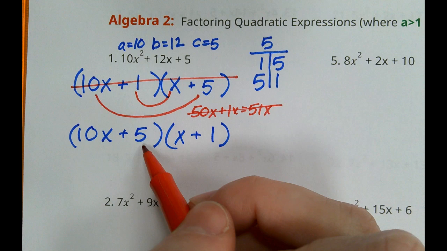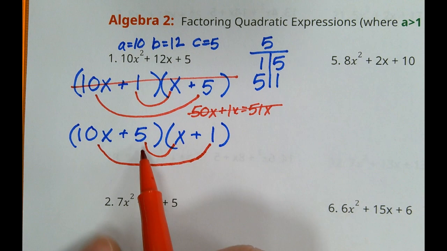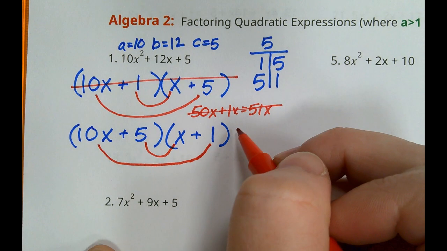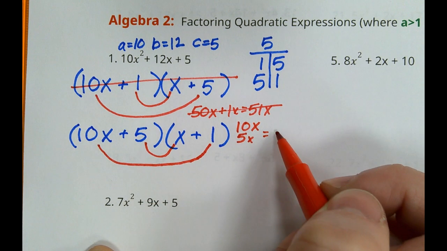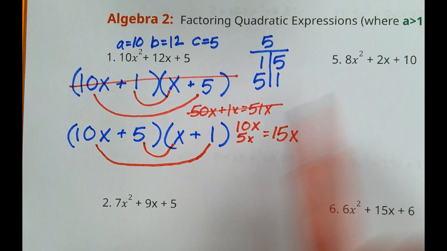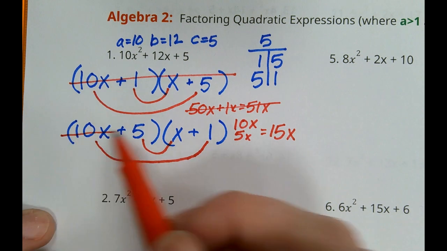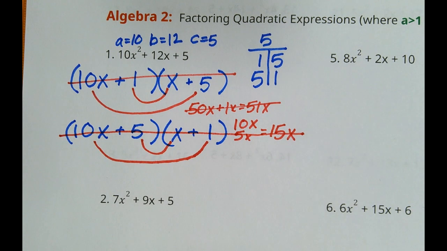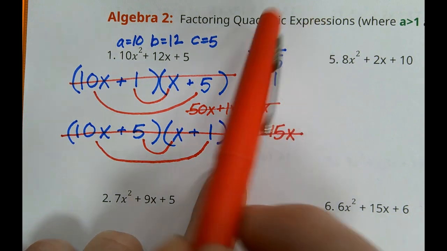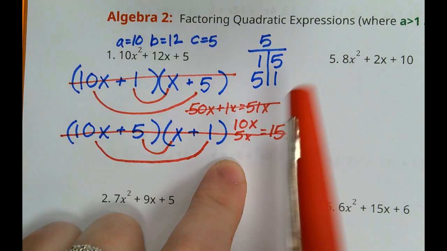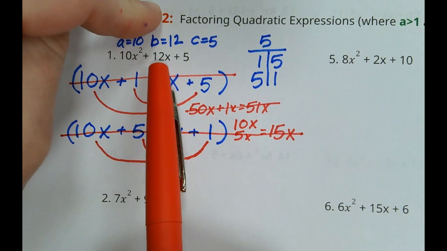Some of you are getting this pretty quickly, and that's great. I just want to make sure we're going slow enough for everybody to follow. So 10x, that's 10x, and then 5x. We got 15x, and it needs to be 12x. Next step. We can't use either of these. It won't be negative, because if I had 2 negative numbers here, you could multiply to positive 5, but I cannot add 2 negative numbers and get a positive answer for B.